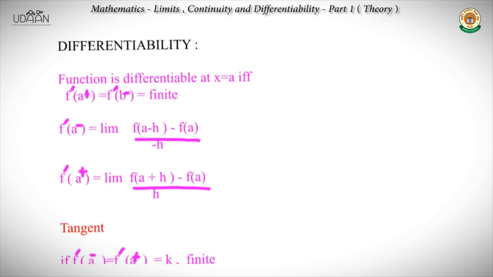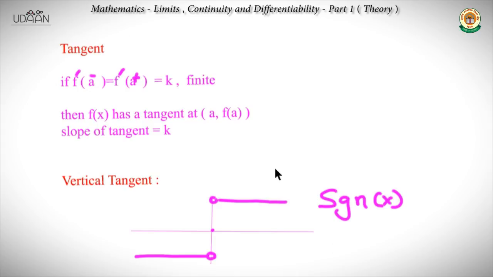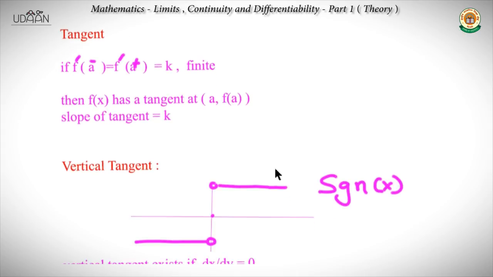Now friends, let's go on with the theory of differentiability. A function is said to be differentiable at x equals a if and only if f dash a plus equals f dash a minus and it should be a finite value. We can find f dash a plus and f dash a minus with the help of first principle. Now moving ahead with the concept of tangent. Tangent exists if f dash a plus equals f dash a minus, and this equals the slope of the tangent.